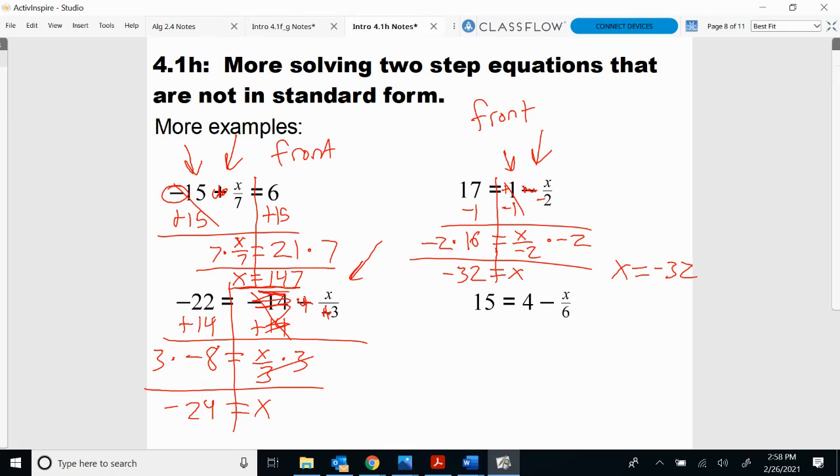All right, we'll get that canceled. And there would be our answer to that problem. All right, one last one to take a look at. Identify your side with x. That's going to be this side over here. All right, and then you're going to cancel out that 4 first.